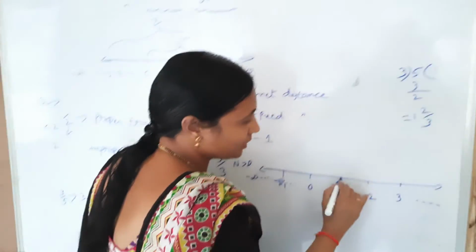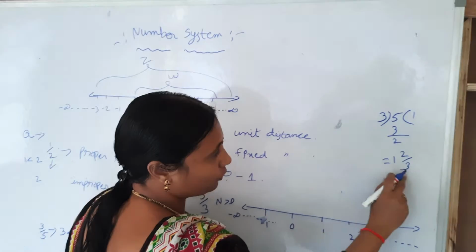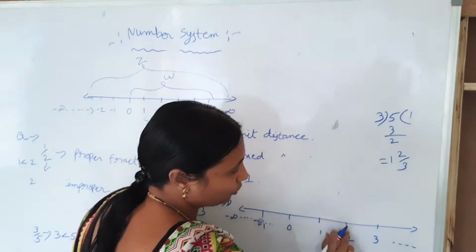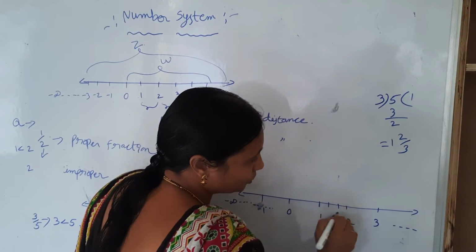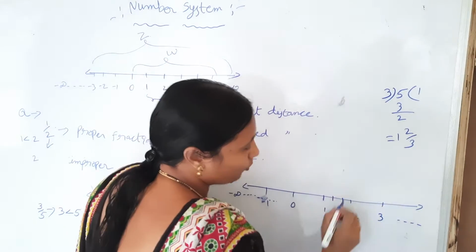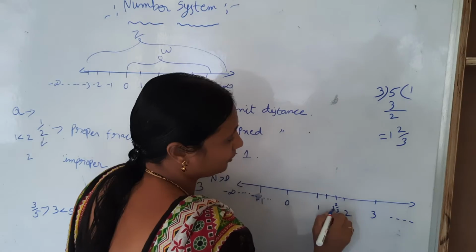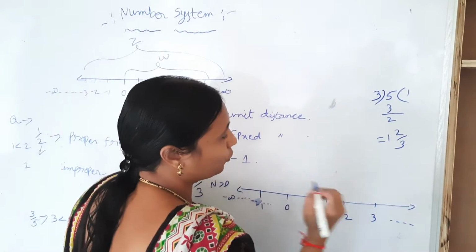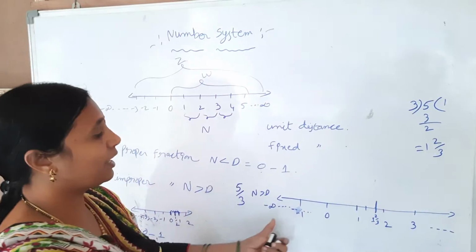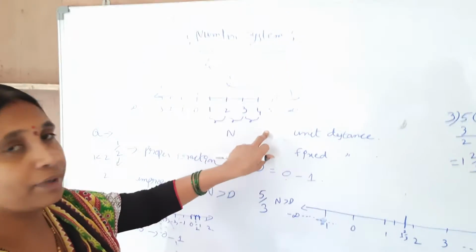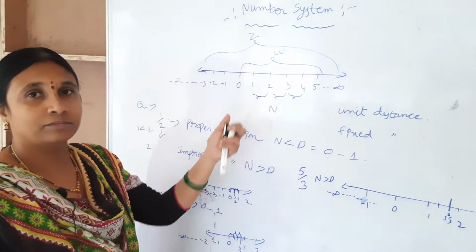1, 2 by 3 means here 1. Next we have to divide the 1 to 2 into 3 parts. This is 1 by 3, this is 2 by 3. This is 1, 2 by 3. This is about explaining the number system on the number line.